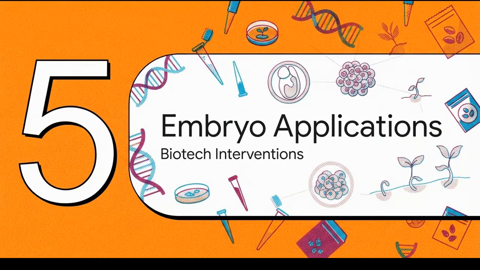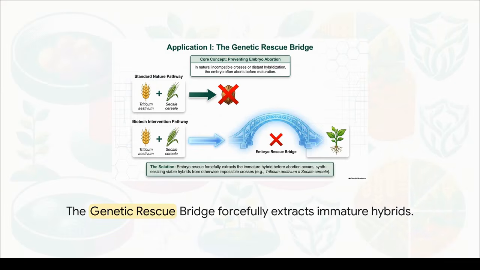Section 5. Embryo Applications. Biotech Interventions. This, right here, is perhaps the ultimate hero application, the genetic rescue bridge. In nature, when you try to cross highly incompatible or distant species, let's say wheat and rye, the standard natural pathway usually results in a dead end. The embryo simply aborts before it can even mature. But with our biotech intervention pathway, we forcefully extract that immature hybrid before the abortion can occur. We're literally bridging the gap, synthesizing a viable hybrid from an otherwise totally impossible genetic cross.